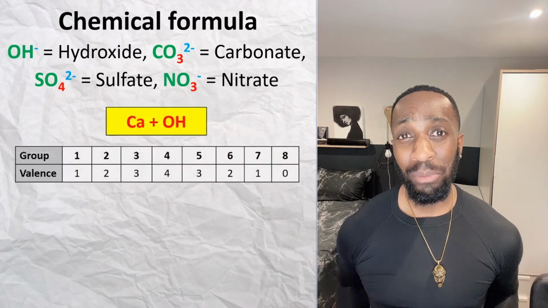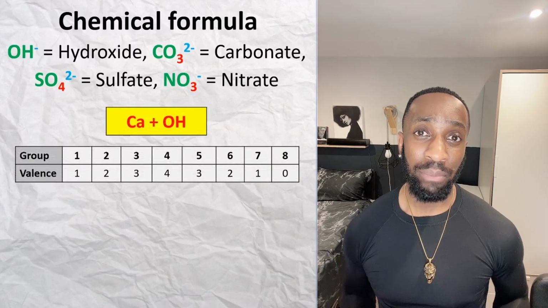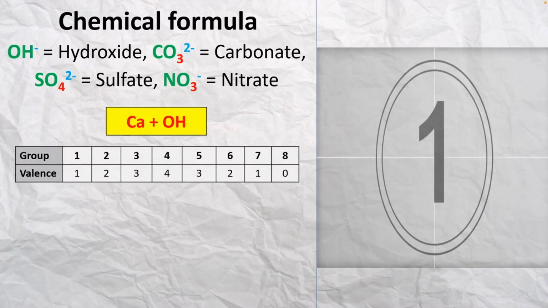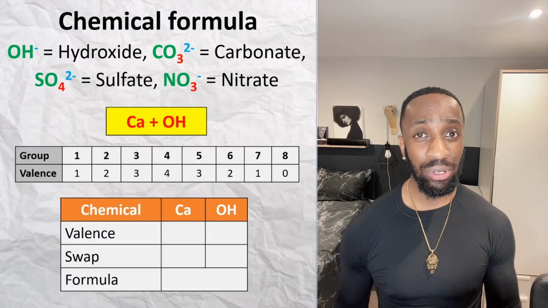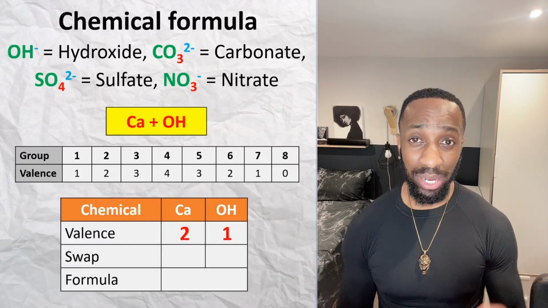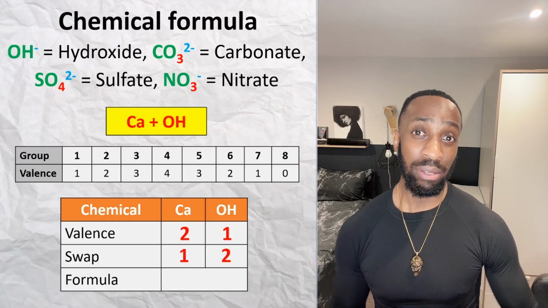So I've got this example for you to work out. What should be the chemical formula for calcium hydroxide? Calcium is in group 2, so it has a valence of 2. Hydroxide has a charge of -1, so it has a valence of 1. We swap the valences around, which means we have 1 lot of the calcium and 2 lots of the hydroxide.